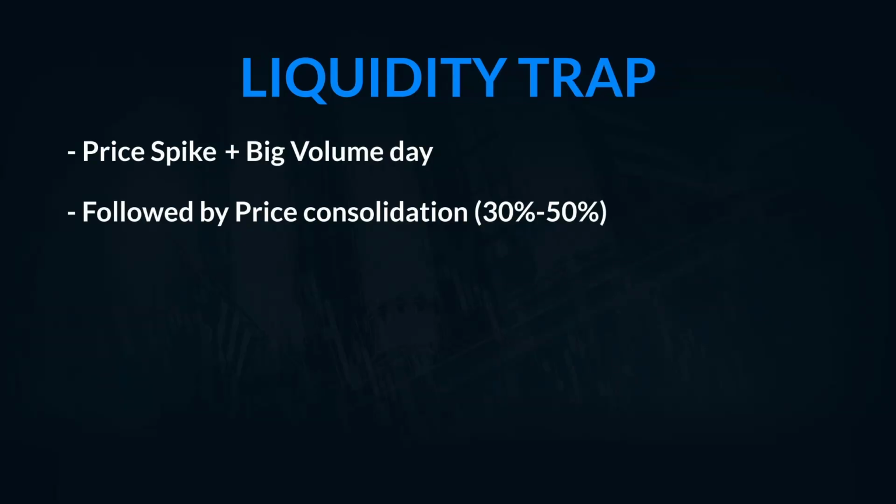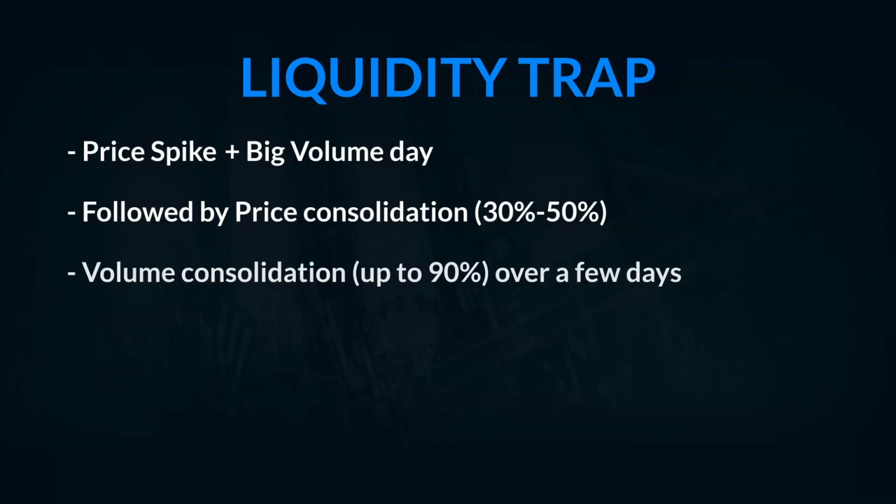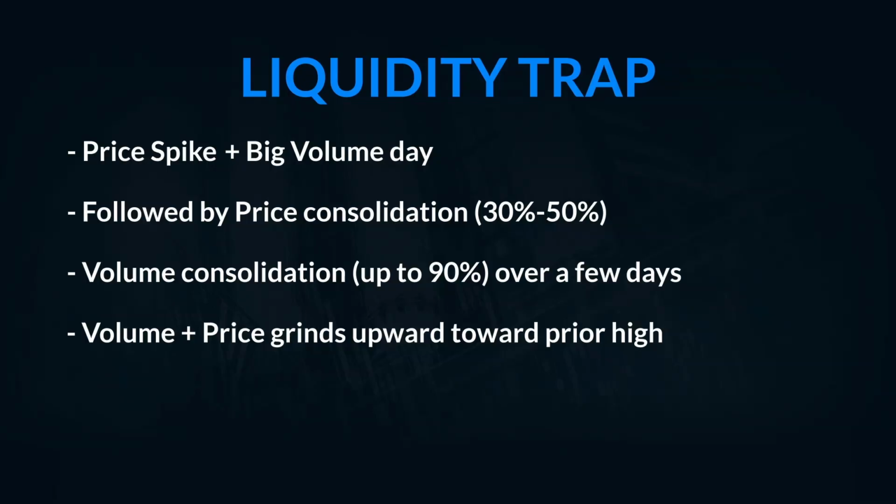Just to recap, a liquidity trap is a stock that has a big spike, a big volume day, and then the stock comes down, it consolidates. It usually drops 30 to 50%. The volume drops by usually 90%. It might go from 20 million volume from that one day to 2 million, and then maybe to 500,000. And then it'll consolidate for a few days, and then the volume will come back up. You'll see that tension in the tape.